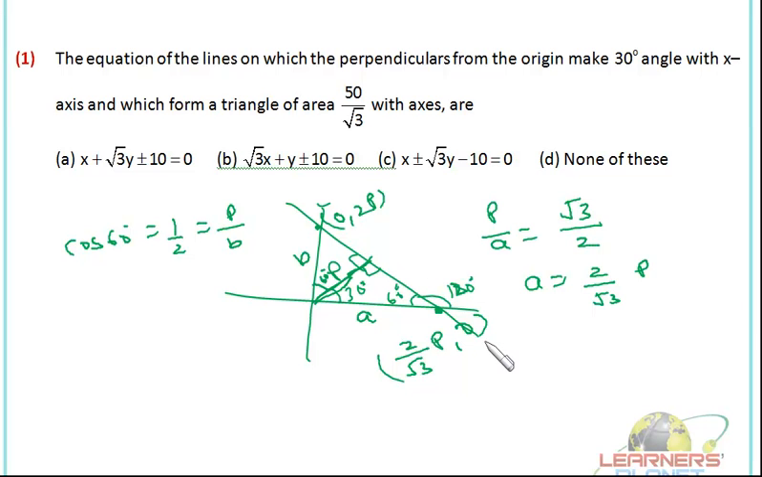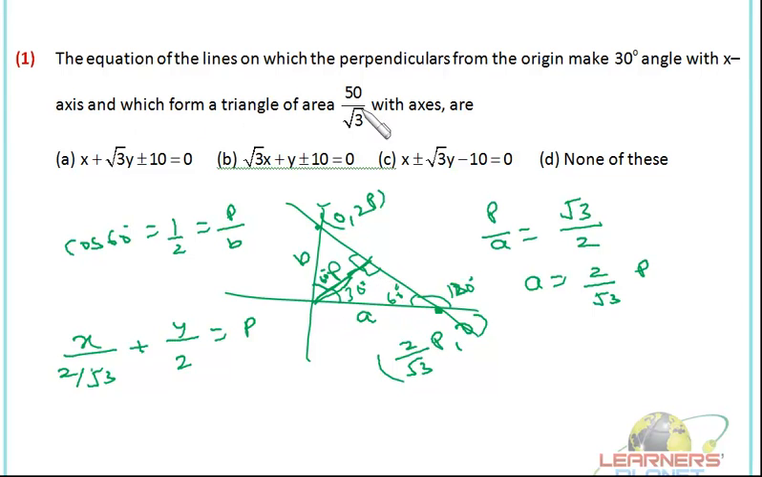Now it is very easy for us to find the equation of the line. Or you can use the intercept form. The x intercept is 2 by root 3 p and the y intercept is 2p. So I just put the values: x upon 2 by root 3 plus y upon 2 is equal to p, right? Now p is an assumed variable, so we need to find the value of p. Now how do we do that?